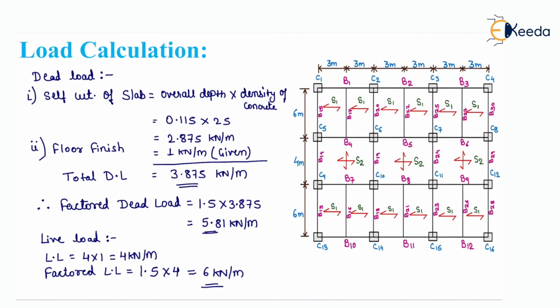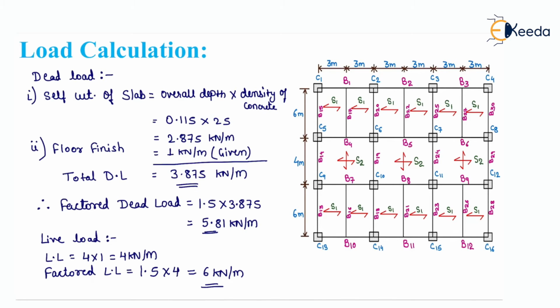Now, we will move to load calculations. In load calculation, first of all, we will calculate the dead load. Dead load is calculated using the formula self-weight of slab equals overall depth into density of concrete. This formula is given in the IS code. Now, the overall depth value is 0.115 into 25, where 25 is the density of concrete and overall depth was calculated in the last slide. Now we will get self weight of slab equals 2.875 kilonewton per meter.